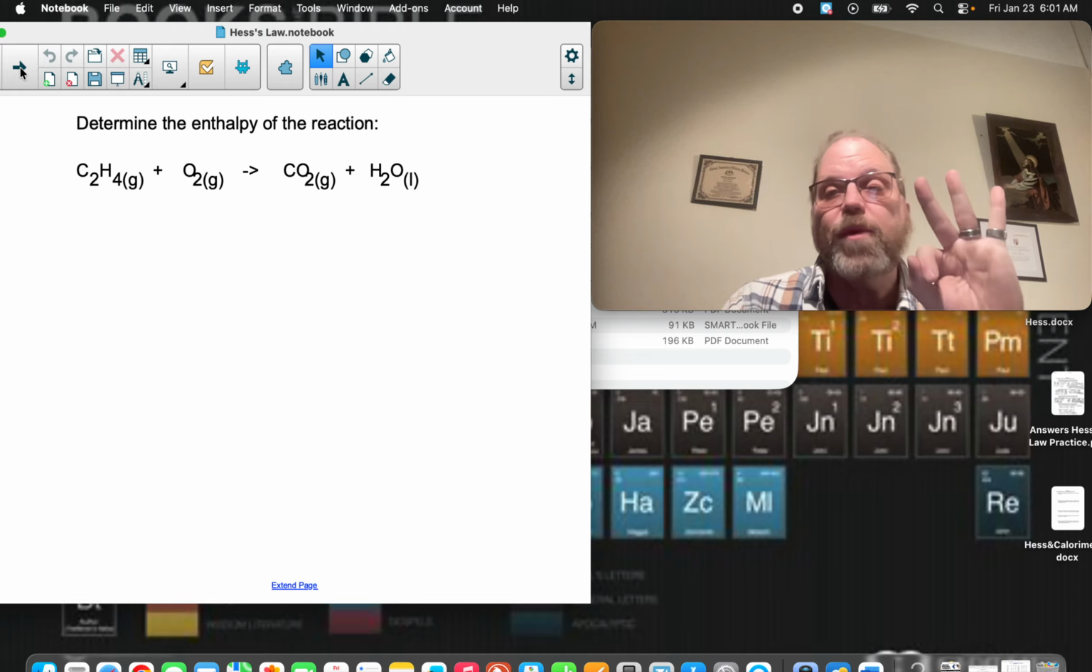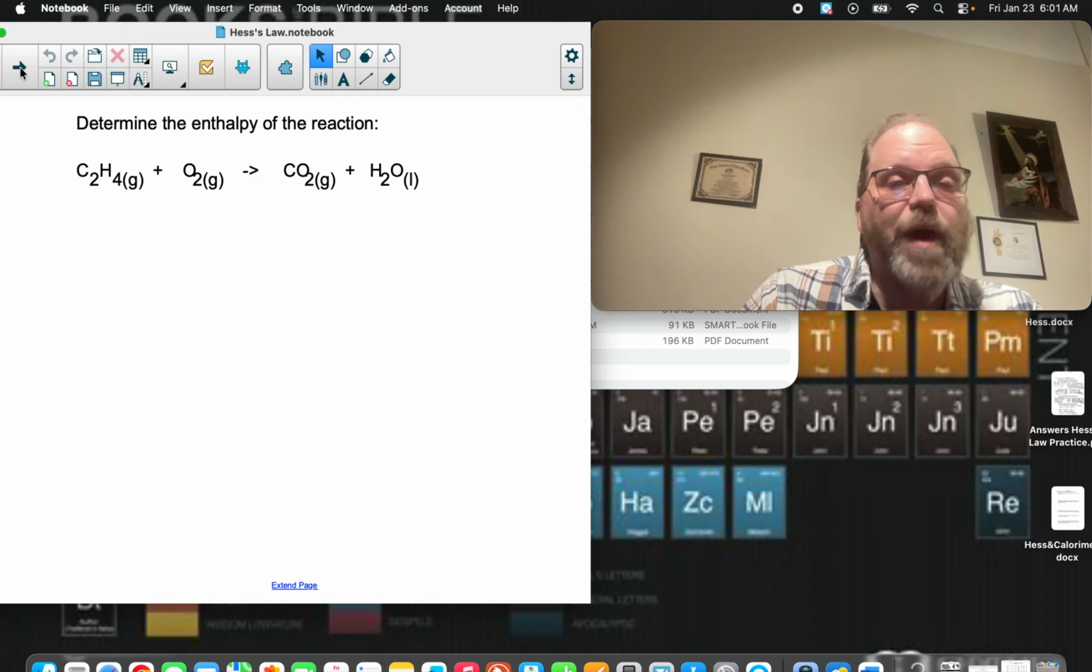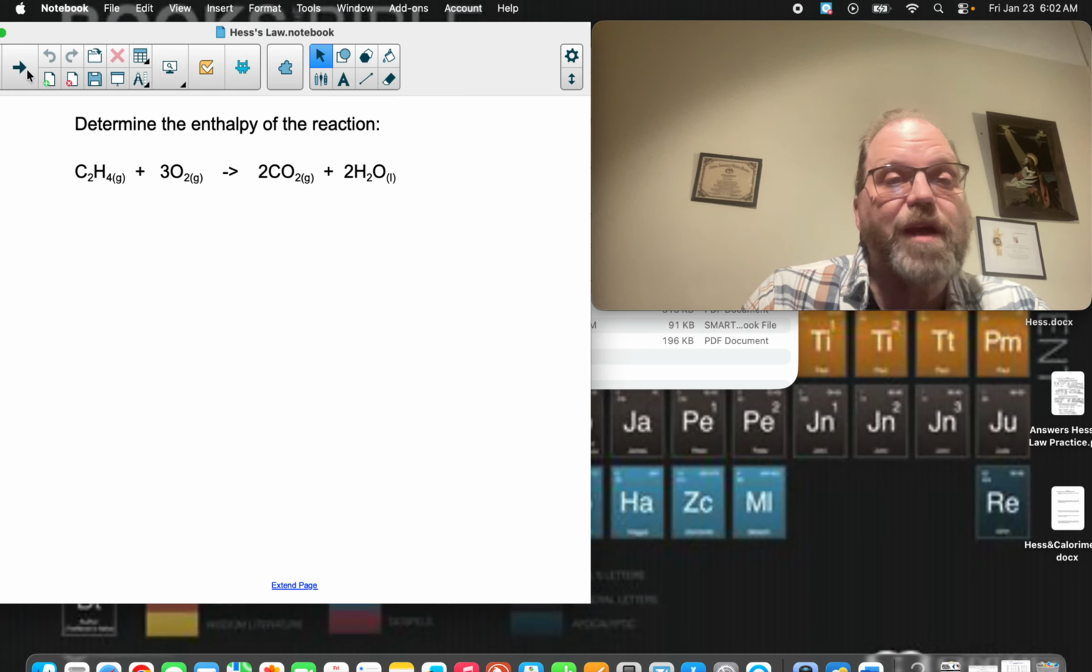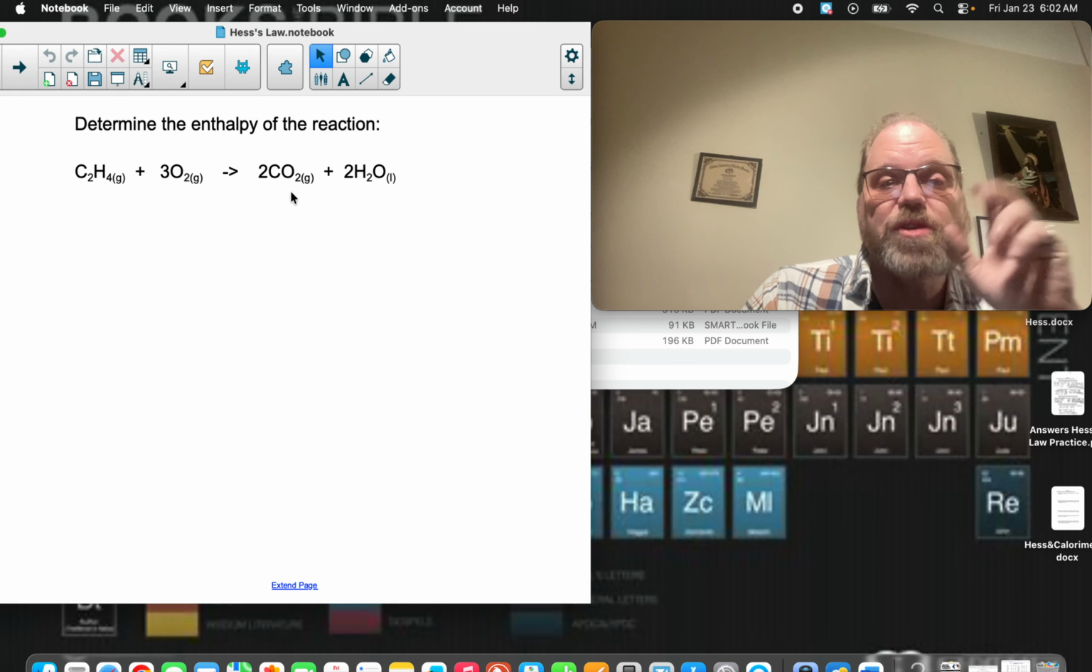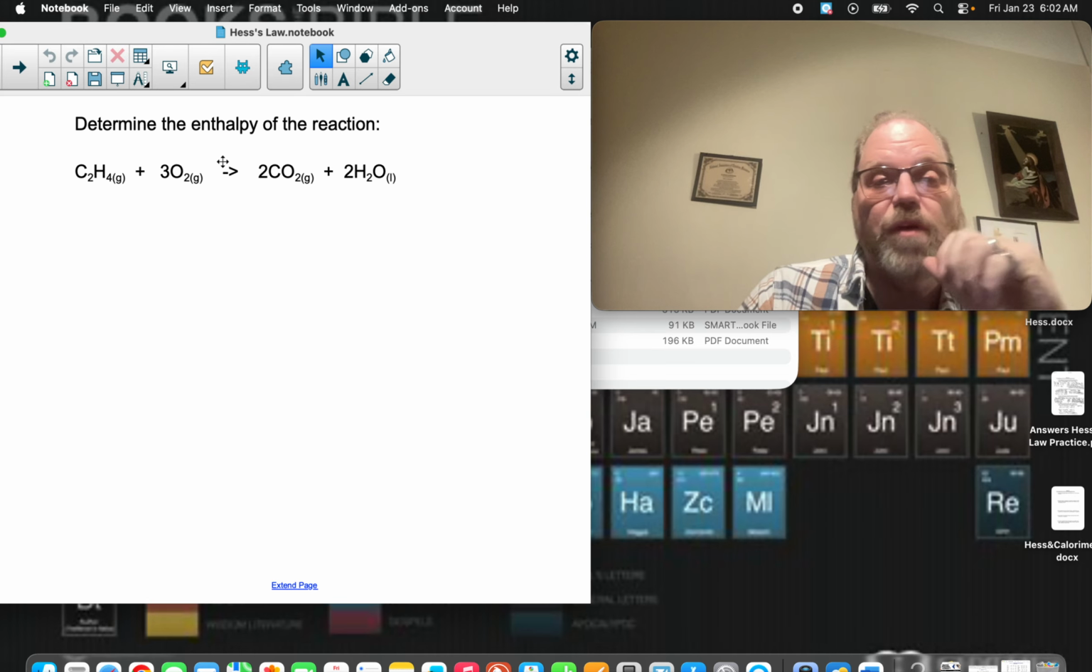Now, we have 3 compounds here. We have C2H4 ethene. We have CO2, carbon dioxide, and H2O, water, and water here is a liquid state. So there's 3 compounds that we have to generate. Balancing it up, we put a 3 in front of the oxygen, a 2 in front of the carbon dioxide, 2 in front of the water.